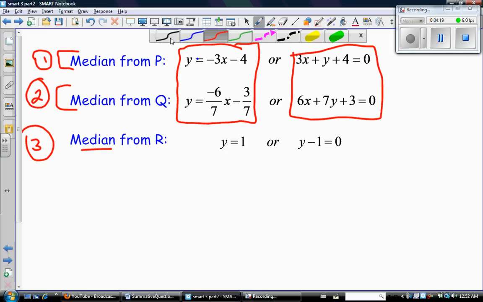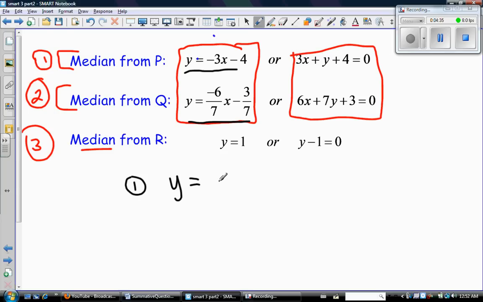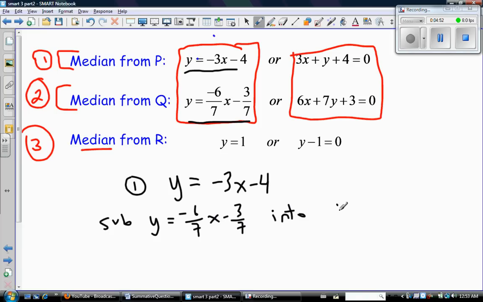So we know that according to equation 1, y equals -3x minus 4. And according to equation 2, y equals -6 over 7x minus 3 over 7. So let's start with equation 1. Y equals -3x minus 4. And we're going to sub y equals -6 over 7x minus 3 over 7 into equation 1.